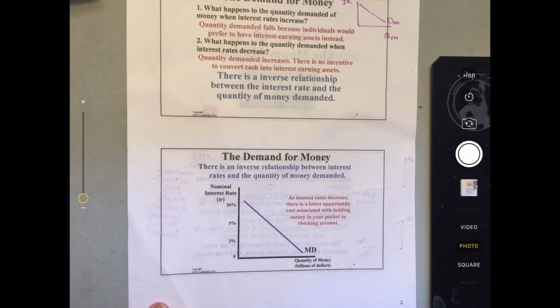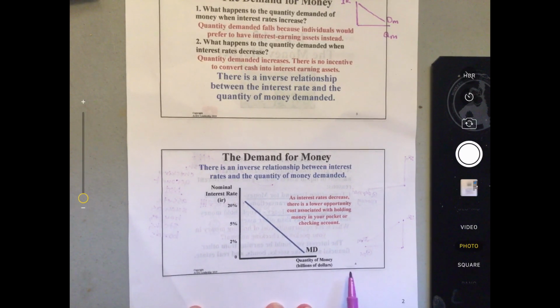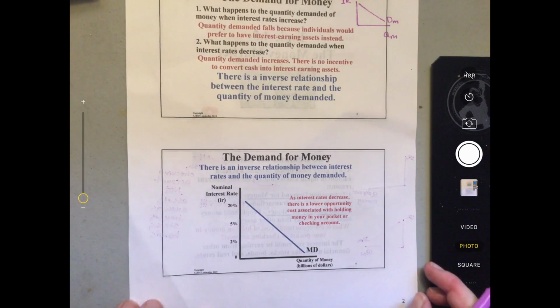Now they actually draw this out for you. We have the nominal interest rate on the y-axis, quantity of money in billions of dollars on the x-axis. As interest rates decrease, there's a lower opportunity cost associated with holding money. As the interest rate decreases, you're not missing out on other financial assets that you could be putting your money into. So there's an inverse relationship here.